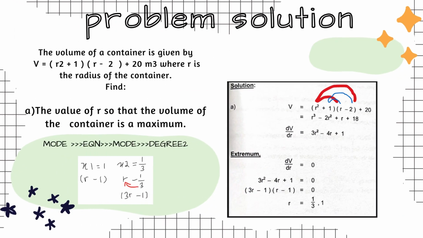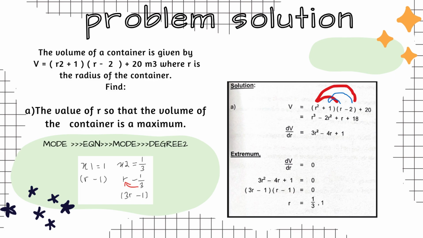The volume of a container is given by V equals (r^2 + 1)(r^2 - 2) + 20 m^3, where r is the radius of the container. The question A is the value of r so that the volume of the container is a maximum.